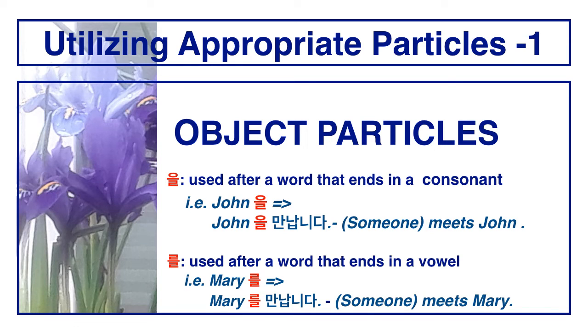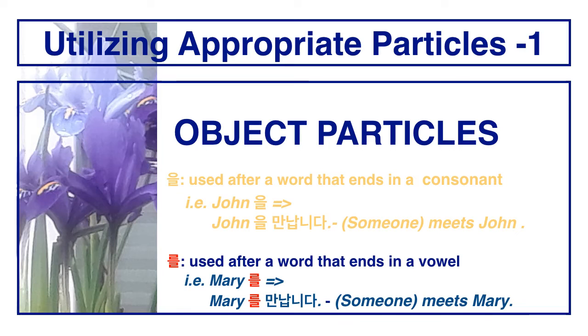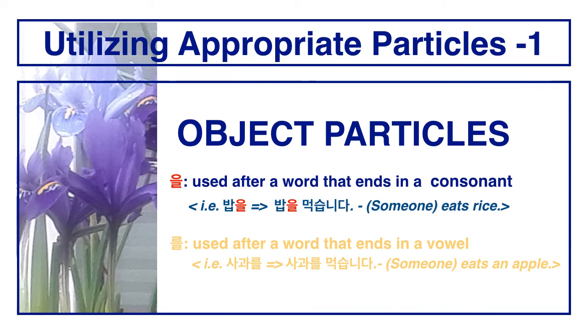을 is used after the word that ends in a consonant, and 를 is used after the word ends in a vowel. John ends in a consonant, so you add 을 after John. So John을 만납니다 means someone meets John. And Mary ends in a vowel, so you add 를 after Mary. So, Mary를 만납니다 means someone meets Mary.